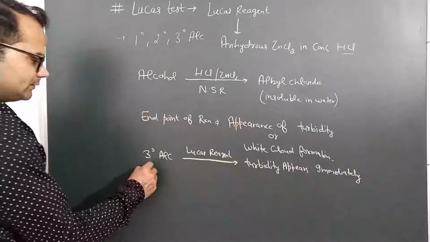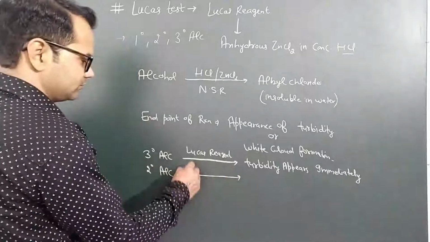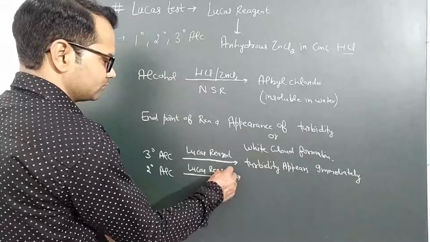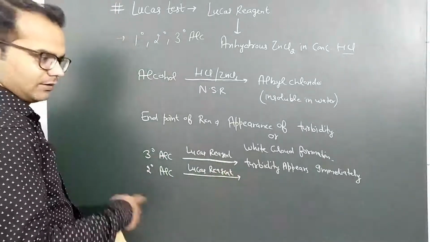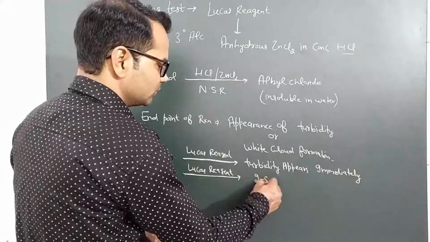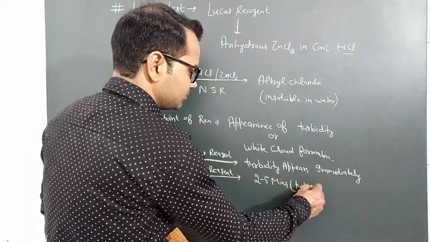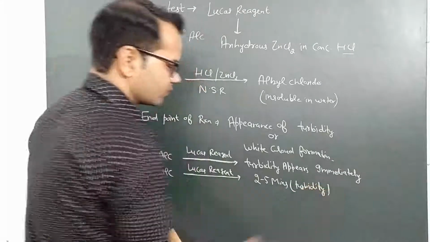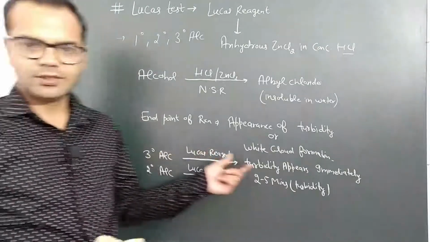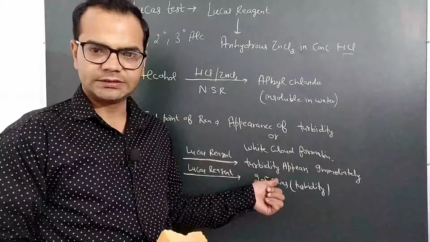If alcohol is secondary, and when it reacts with Lucas reagent, turbidity will appear, but in 2 to 5 minutes. Due to less reactivity of secondary alcohol, it will take some time to show formation of turbidity, and it will take 2 to 5 minutes.